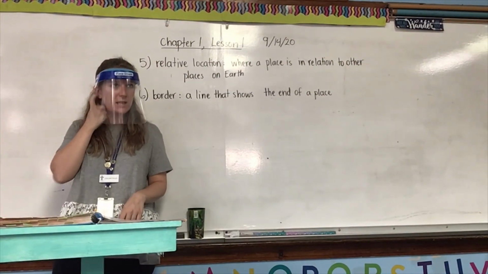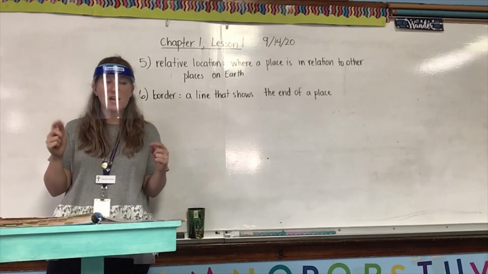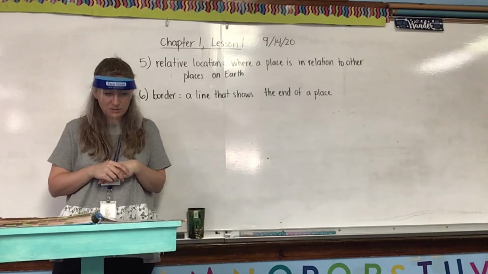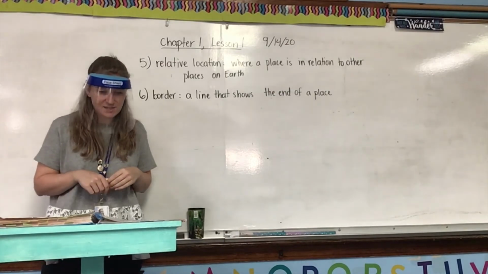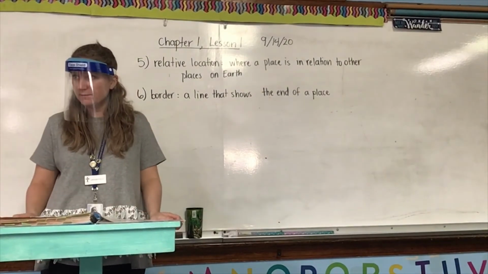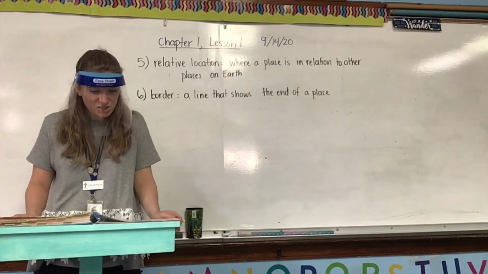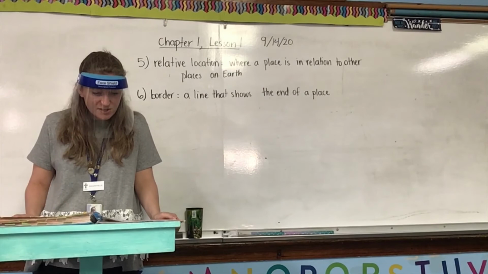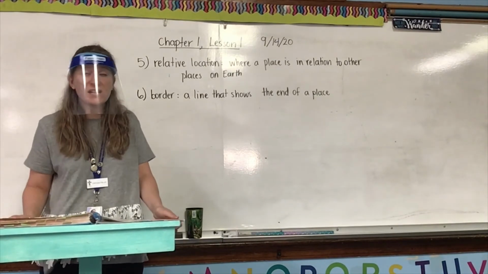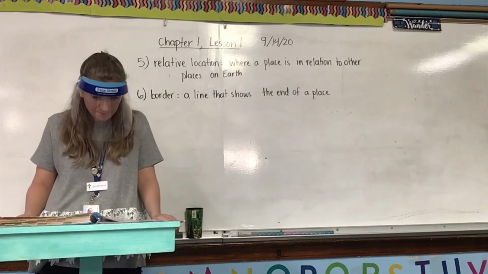So where are we in relation to other countries? Well, we are south of Canada and we are north of Mexico. So now we've added a third way to say where we are. Okay, let's look at between two oceans. You can also use bodies of water to describe relative locations. So where is the United States based on the oceans?